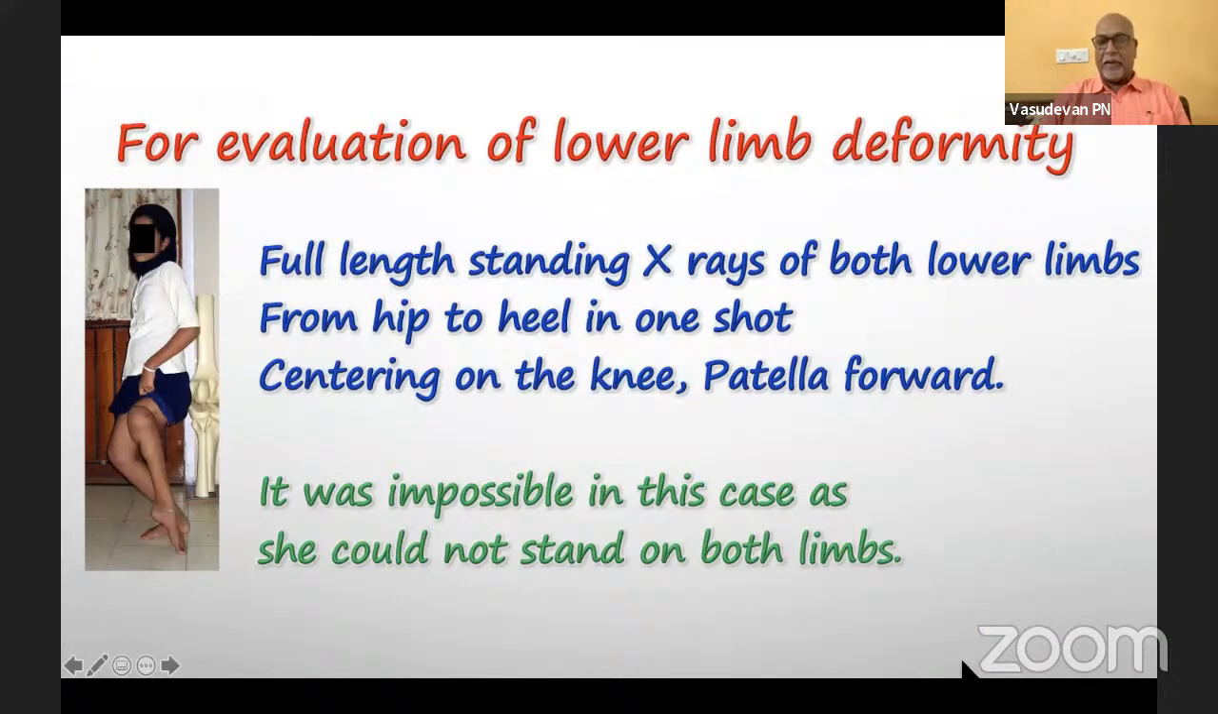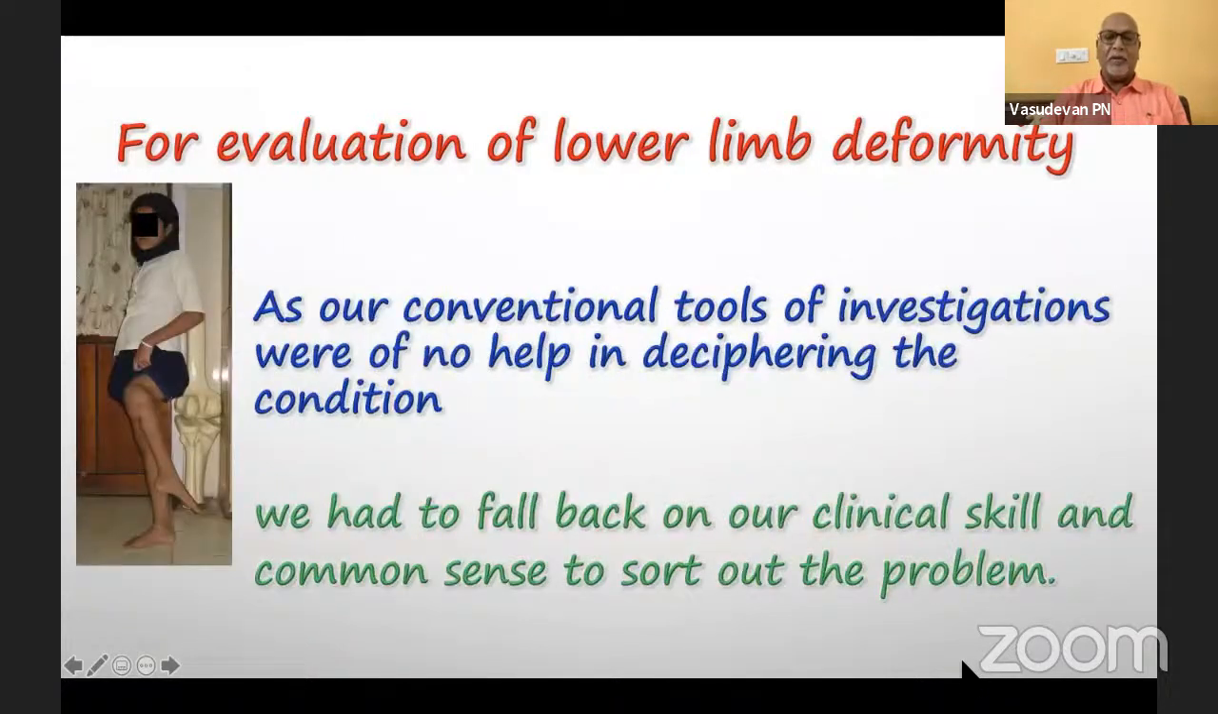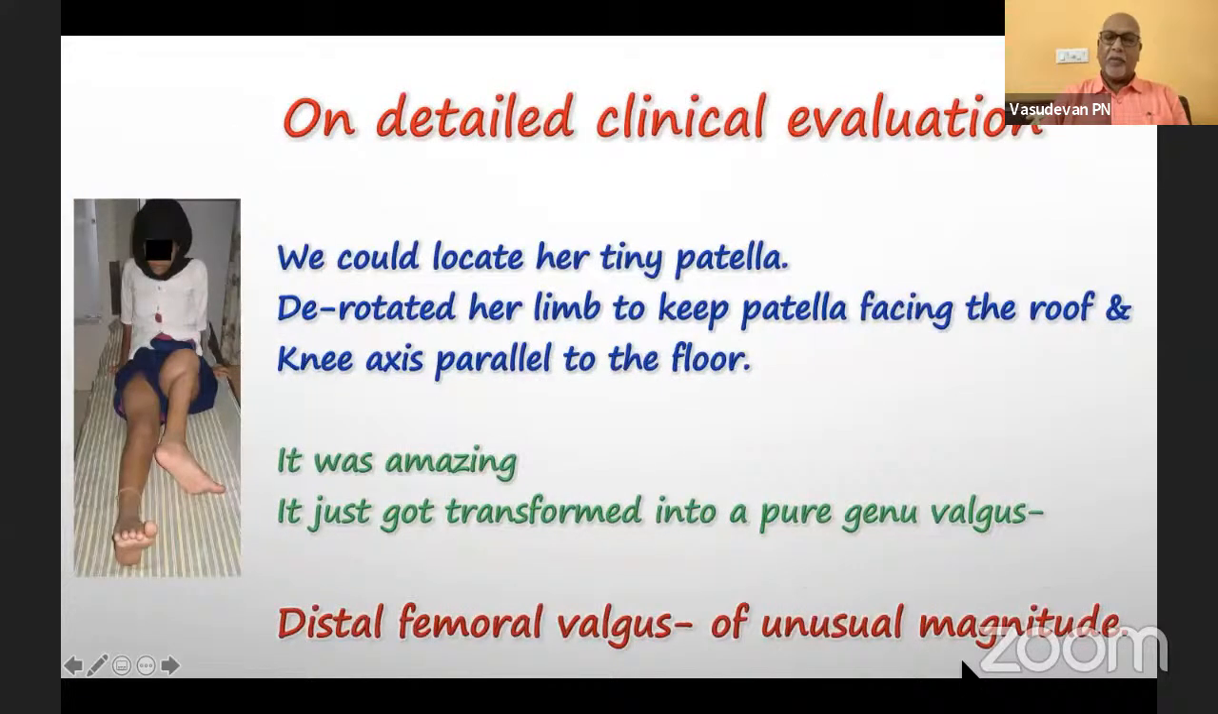So as customary, you cannot take a full length X-ray. It was impossible because she could not stand forward and you cannot keep the patella forward. So full length standing X-ray is impossible. Since X-ray investigation was difficult, we have to rely upon clinical examination more than X-ray evaluation. So I palpated there, found the tiny patella and derotated the limb to keep the patella facing the roof. It was amazing. It just got transformed into a pure genu valgum.